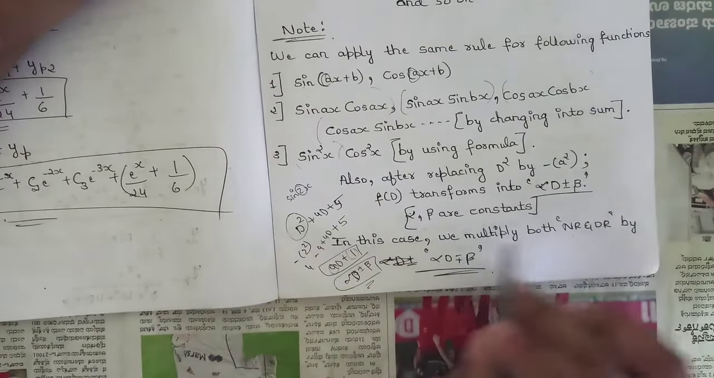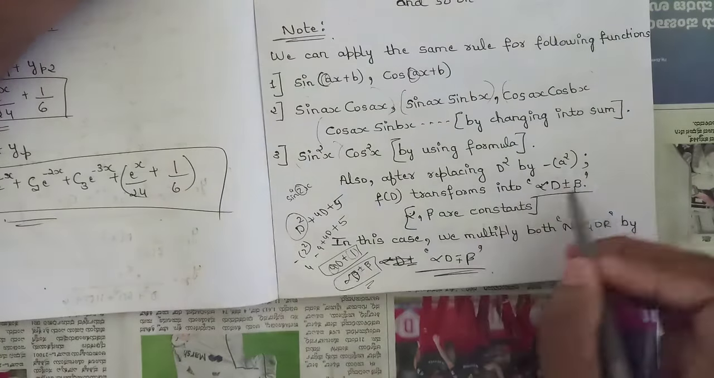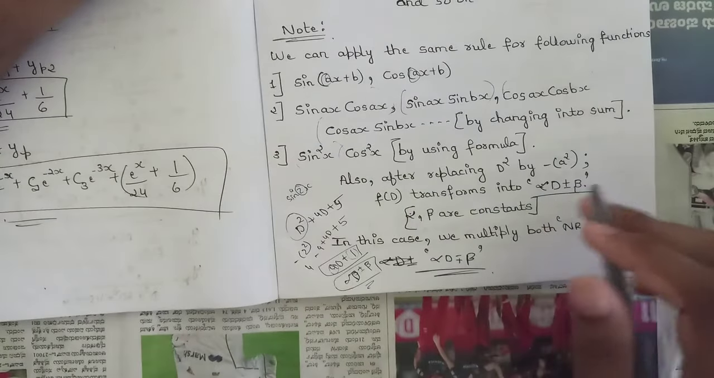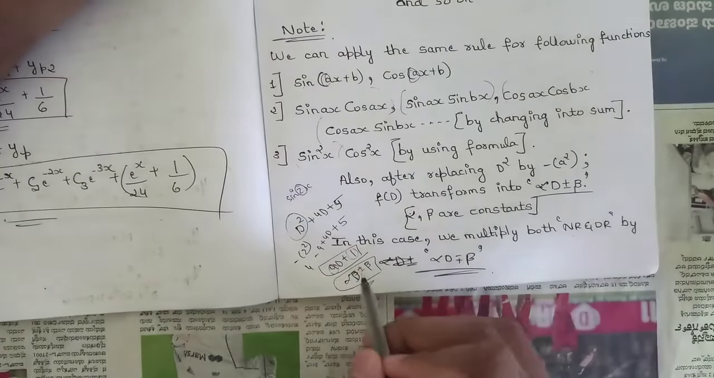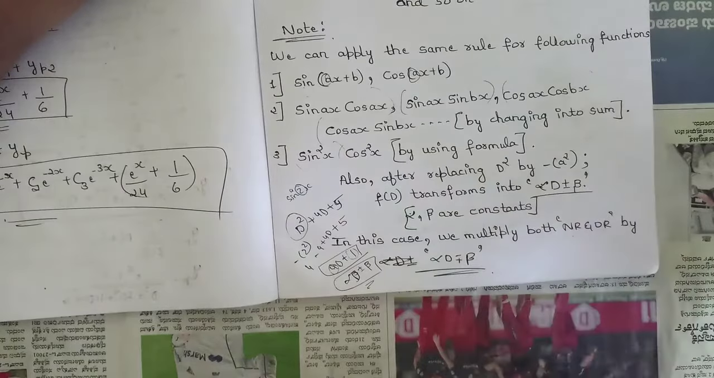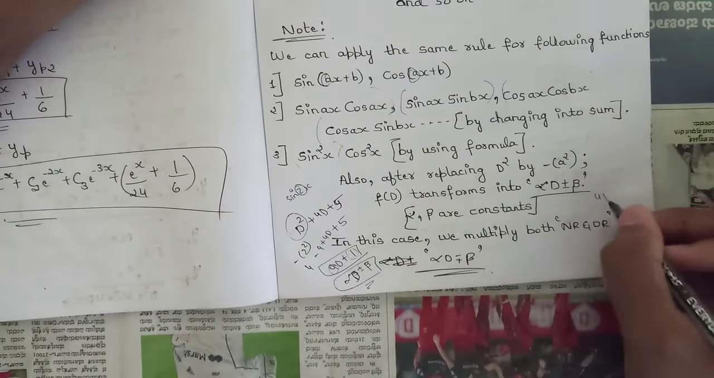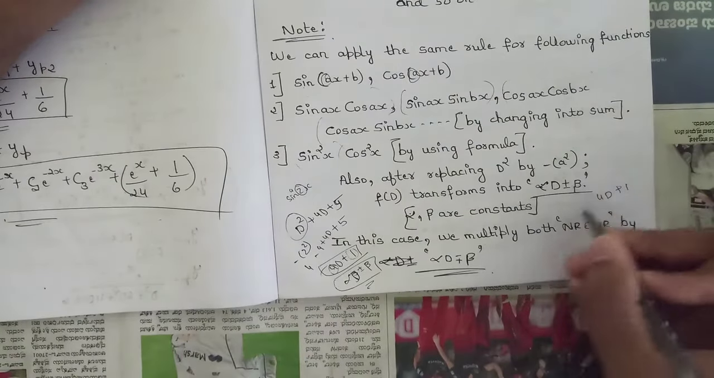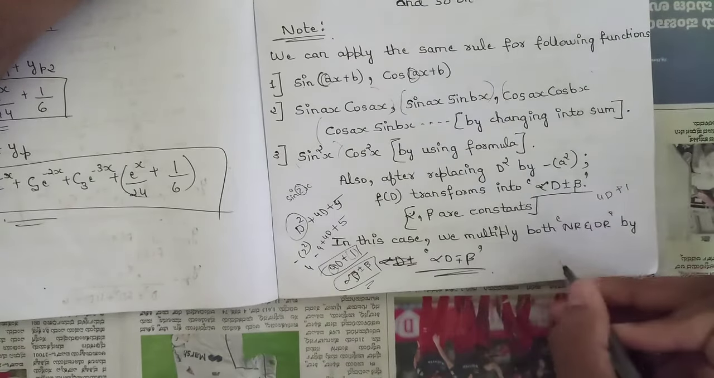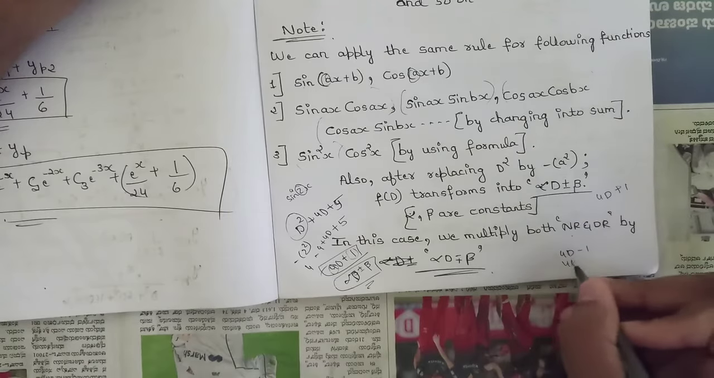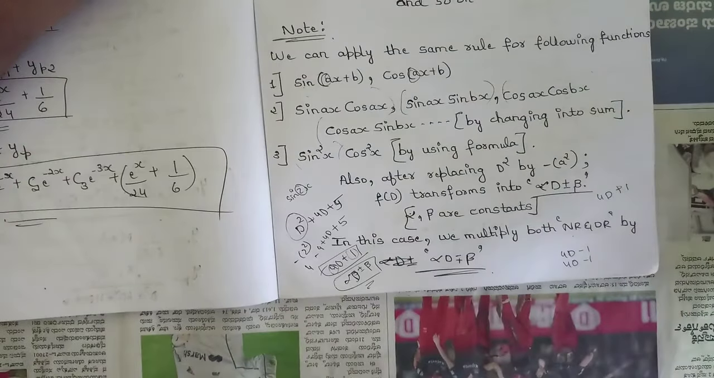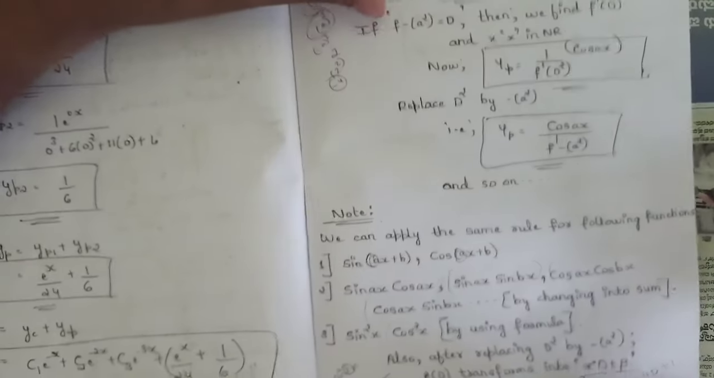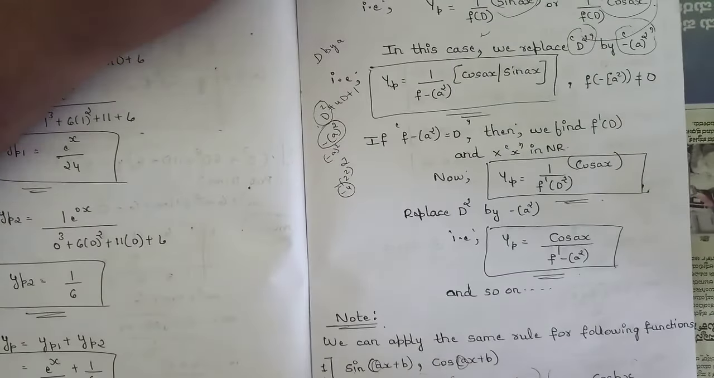If we reach this step, the next step is to take the conjugate of the denominator we get. For example, if we got 4d plus 1 after simplifying, the next step is to multiply the numerator and denominator by 4d minus 1, that is, we take the conjugate. So this was all about type 2 particular integrals. Now we will solve a few problems related to this.